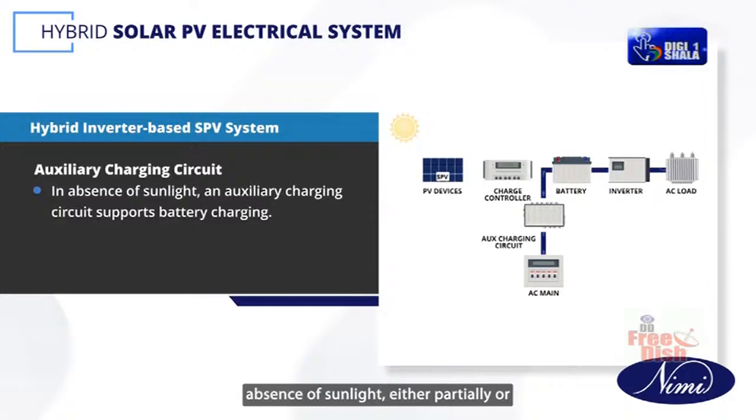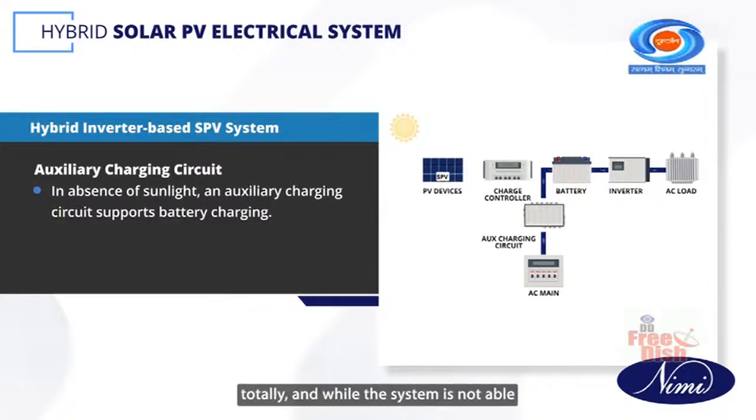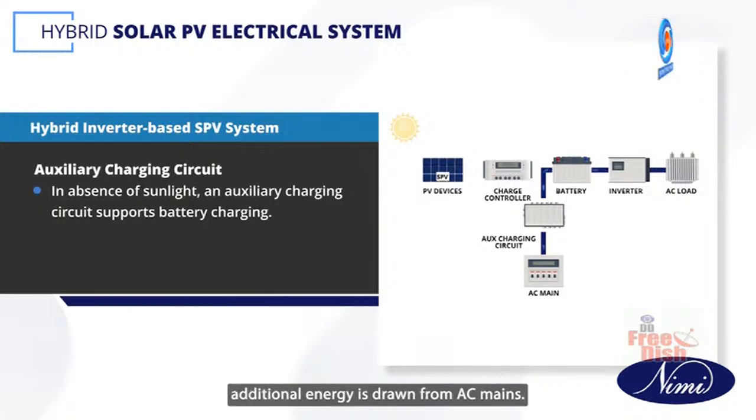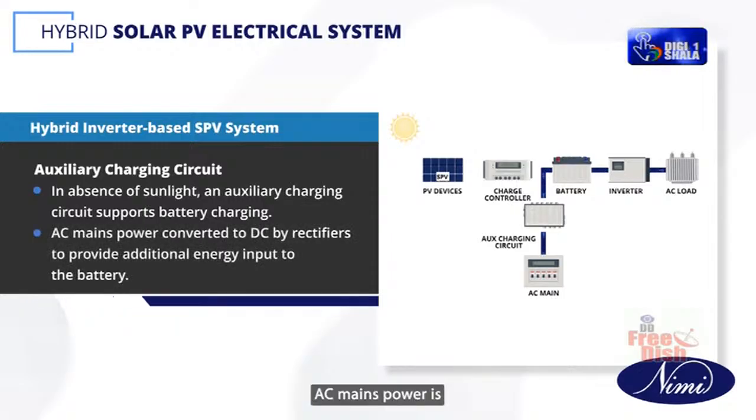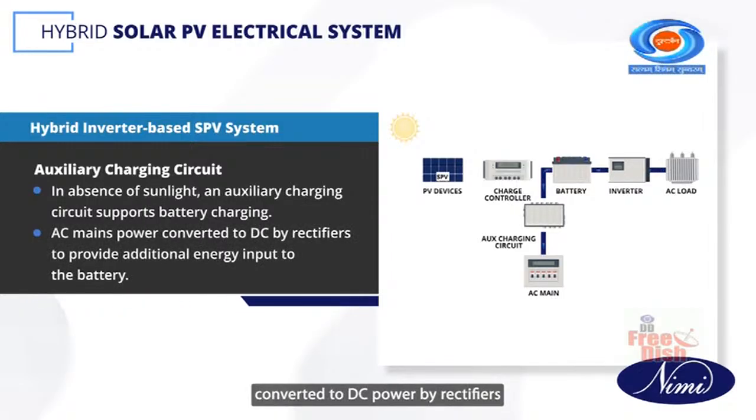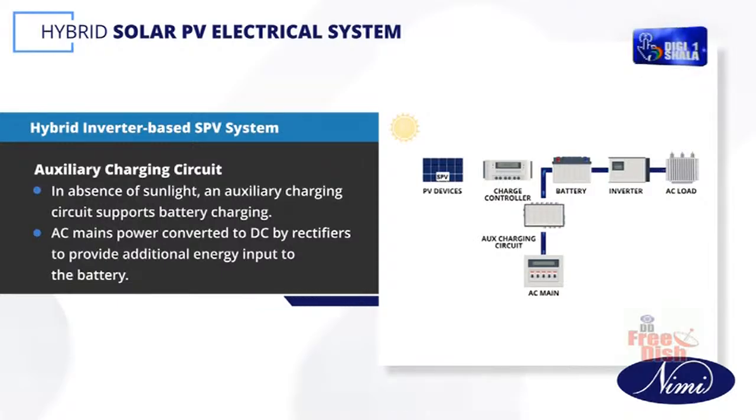In the absence of sunlight, either partially or totally, and while the system is not able to supply AC power to load, then the additional energy is drawn from AC mains. AC mains power is converted to DC power by rectifiers to supply additional energy input to the battery.